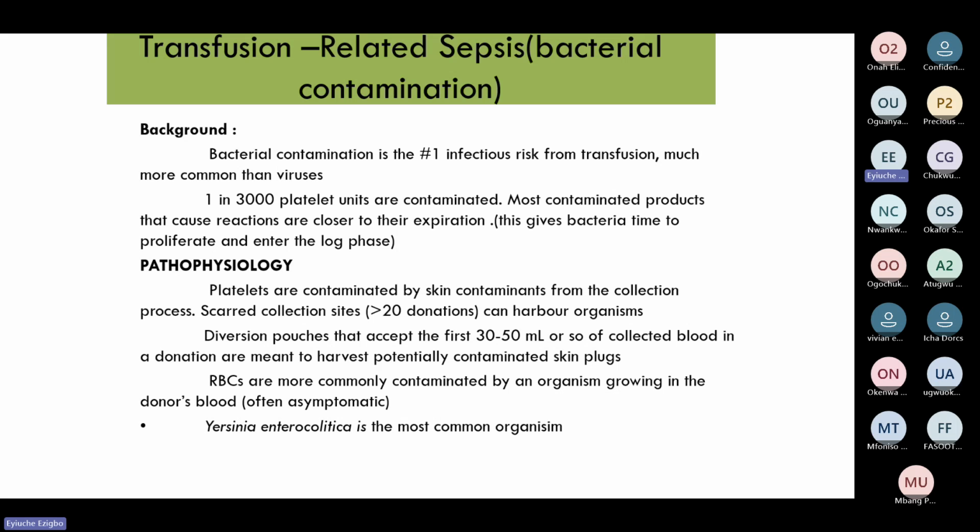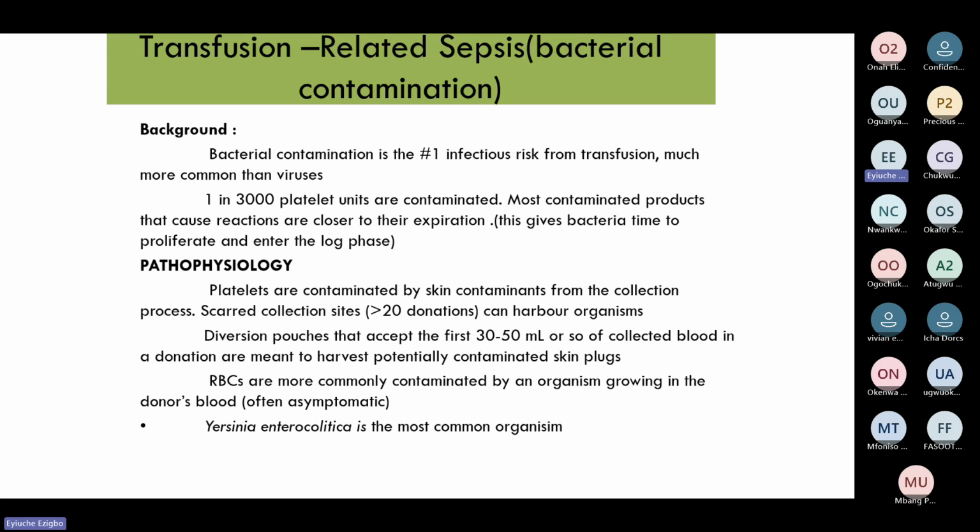1 in 3,000 platelet units are contaminated. Most contaminated products that cause reaction are closer to their expiration dates. Okay, this gives bacteria time to proliferate and enter the log phase. And remember, before we collect these blood products, we must use a needle and puncture the skin. So that action of piercing the skin to collect the products can also contribute to contamination of the blood product. And storing this product for quite a number of days can also give the bacteria the room to multiply inside this blood.